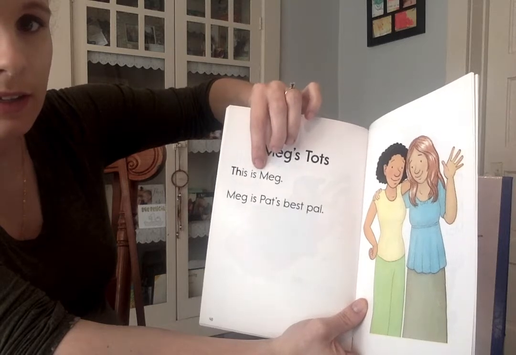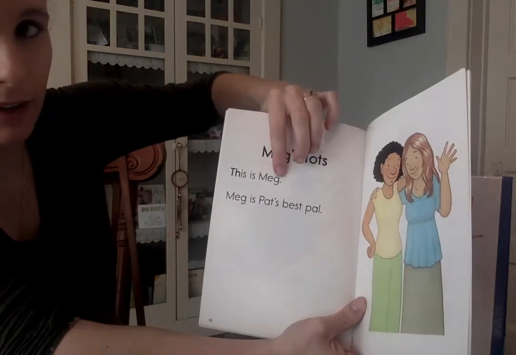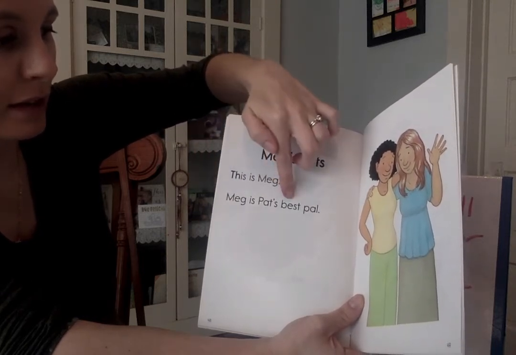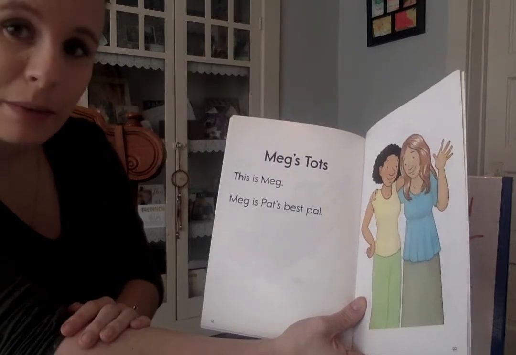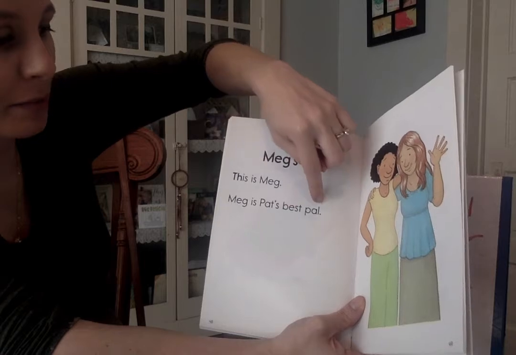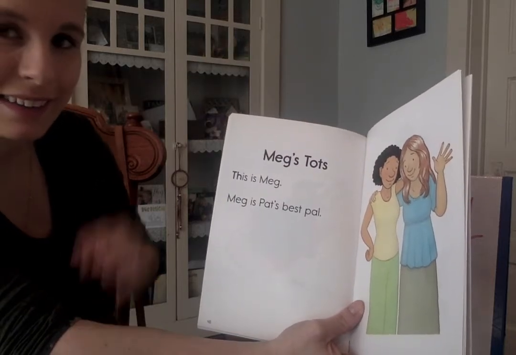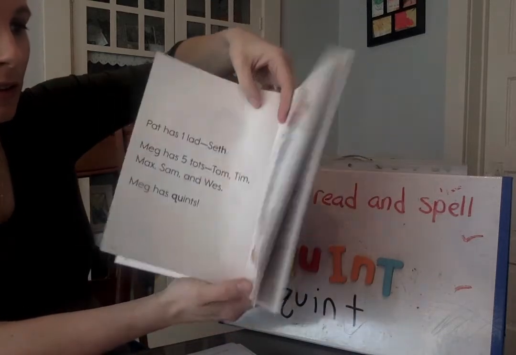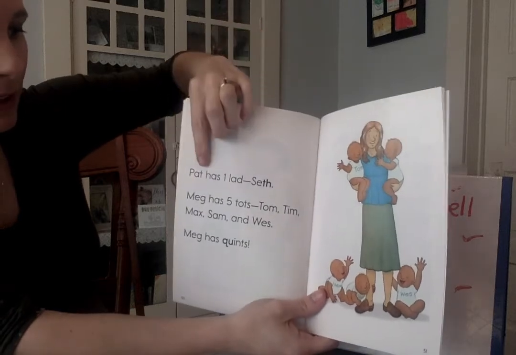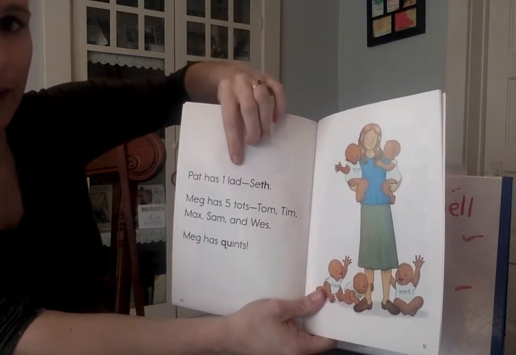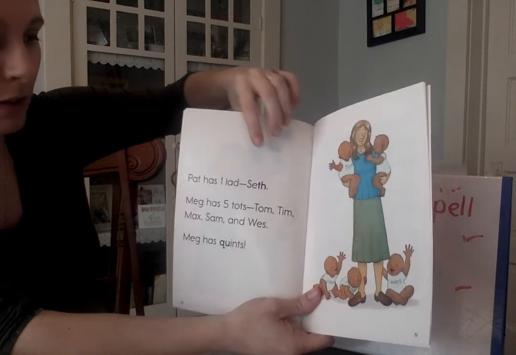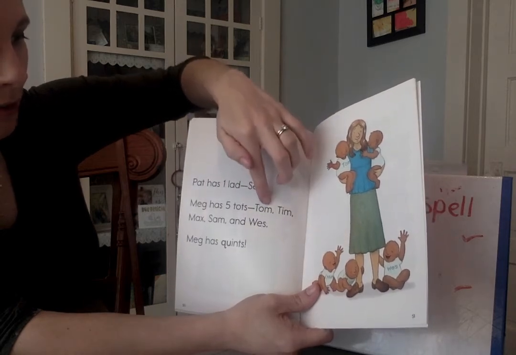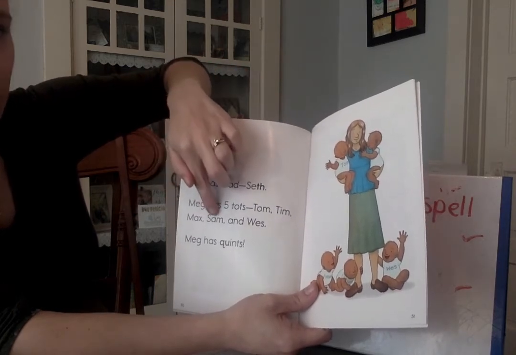This is Meg. I stopped because of the period. Meg is Pat's best pal. So you see the apostrophe S in Pat's? That means the best pal belongs to Pat. Got it? So apparently this is Meg and Pat, and they're best friends. Pat has one lad, Seth. Meg has 5 tots, Tom, Tim, Max, Sam, and Wes.